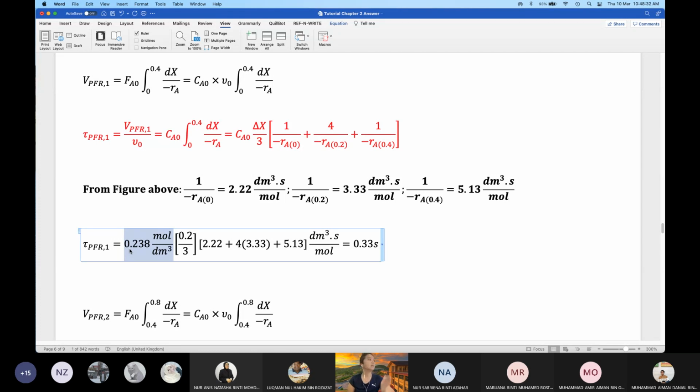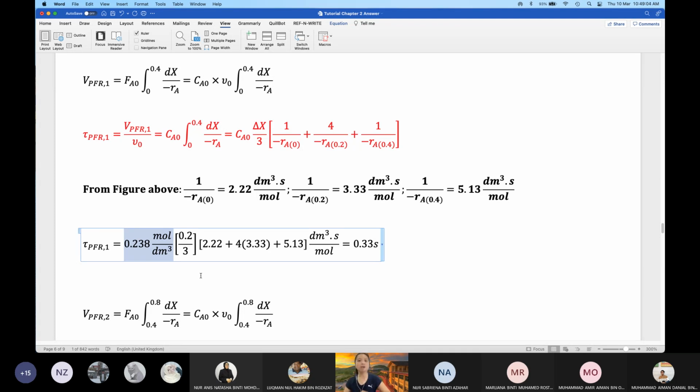Delta X, okay, as I told you, dia daripada 0 to 0.4. X1 kita 0.4, right? 0 to 0.4, our middle X is 0.2. Our gap delta X will be 0 to 0.2, delta X is 0.2. 0.2 to 0.4, delta X is also 0.2. So delta X 0.2 divide by 3. Then in the bracket, 1 per minus rA at my X 0 plus 4 per minus rA at my middle X 0.2 plus 1 per minus rA when my X 0.4.